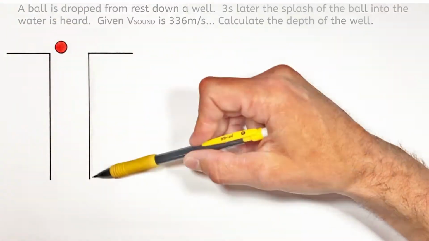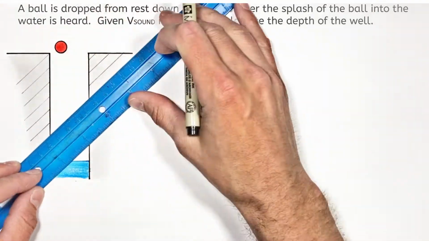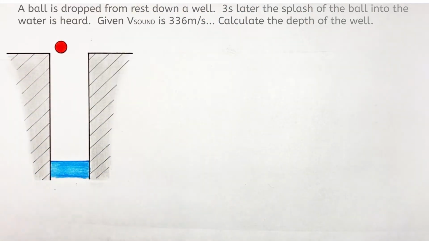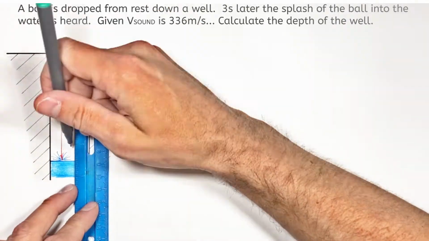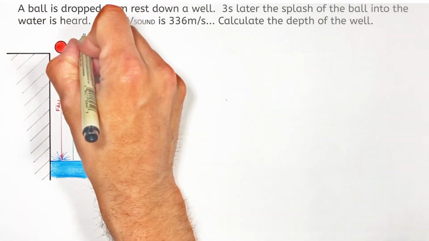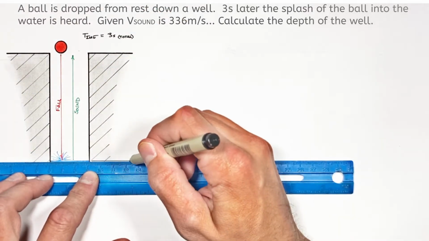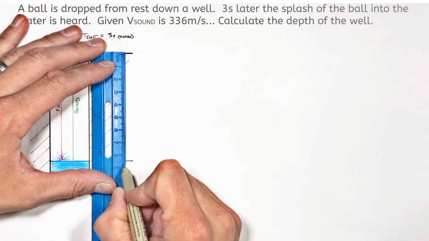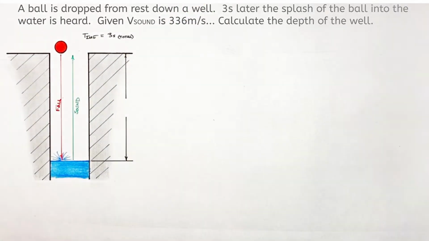Alright YouTube, today I'm going to walk you through a classic freefall problem. So we're going to drop a ball down a well, and when the ball hits the water at the bottom of the well, it's going to make a splash, and that sound is going to come back up out of the well. Now 3 seconds are going to pass from when the ball is released from rest until the sound makes it back up out of the well. And in this problem, we're trying to solve for the depth of the well.